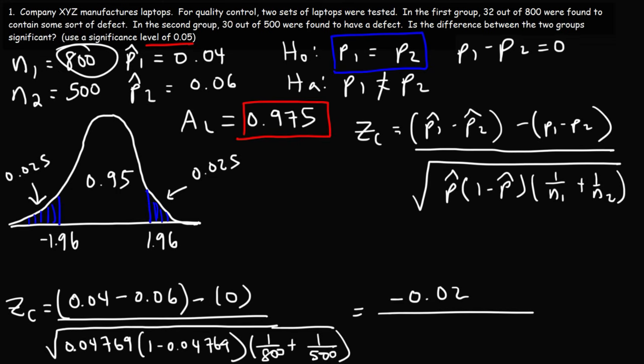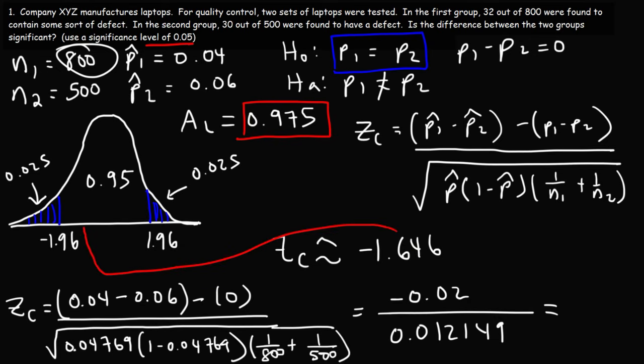Now for the other part in the bottom, I'm just going to plug all of that into the calculator. It's going to take me some time. For the part on the bottom, I got 0.012149. So dividing these two numbers gives us our calculated z-value, which is approximately negative 1.646. So negative 1.646 lies somewhere here between 0 and negative 1.96.